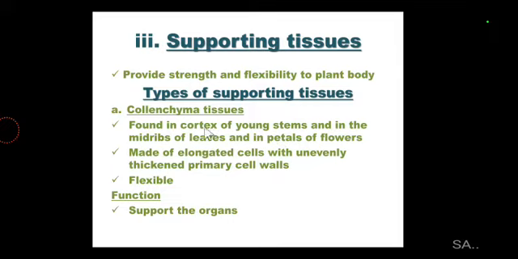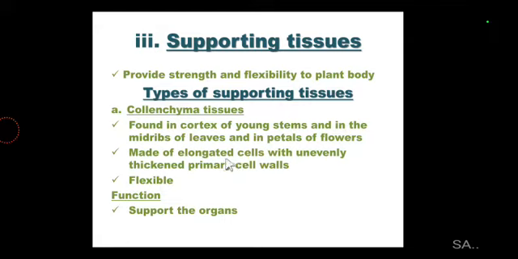So cortex is the structure that is present below the epidermis, and it is meant for transportation and the storage of the food material and certain other substances. And midrib of the leaves is basically the central vein that is passing in the leaves. Okay, and you know about the petals.